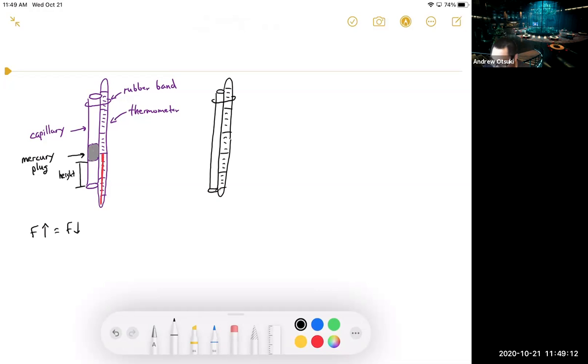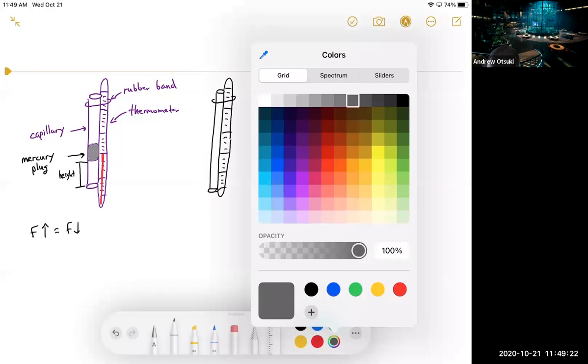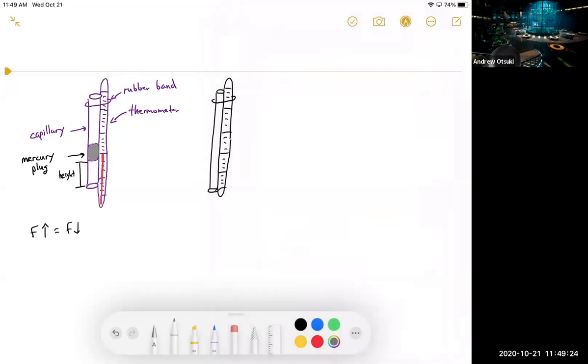And now let's say the plug is going to slowly rise. So say my plug is right here, right? Now it's going to slowly rise as we increase the temperature. Okay, so see how it's slowly rising, and our temperature now is going to go up considerably, like so.